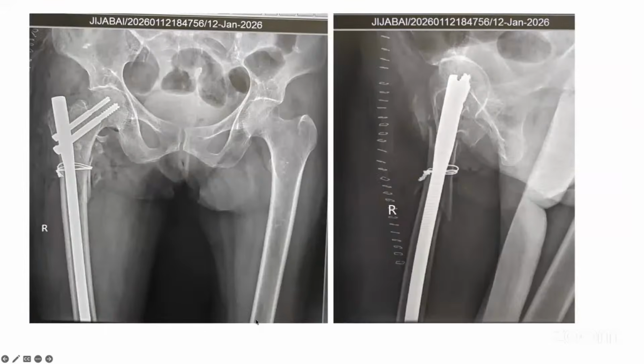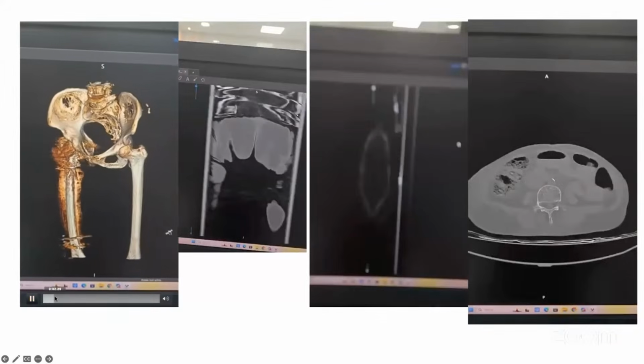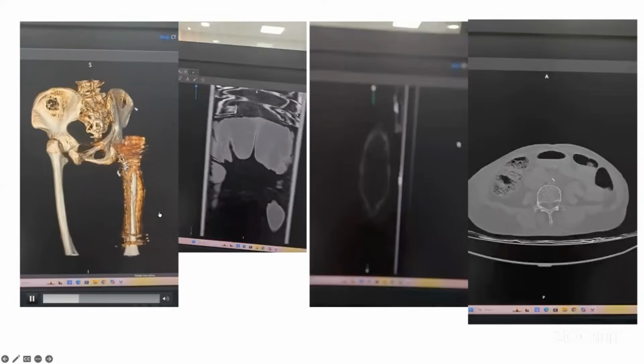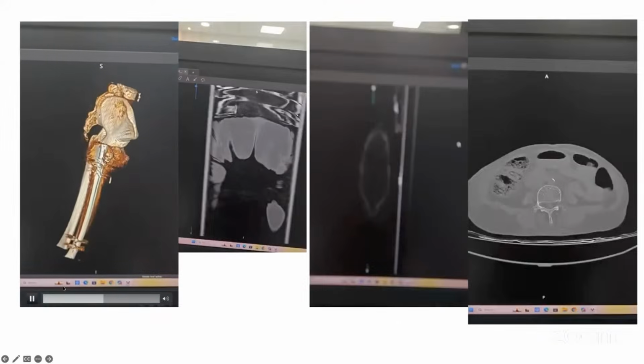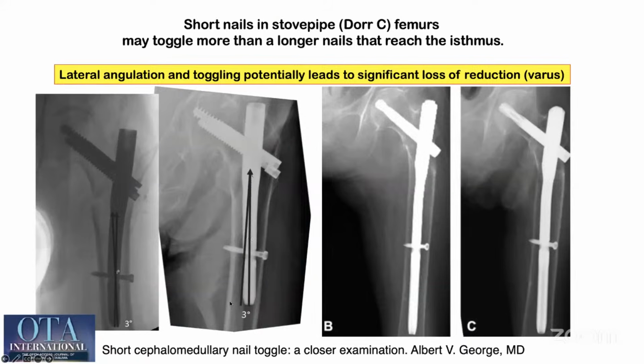This is another patient in whom, even after fixing with the cerclage wire, the greater trochanter was flying off in the air posteriorly. So this is a very important aspect of whatever nailing we are doing. Also, short nails in large canal femurs have a toggling effect. This also leads to a significant loss of reduction and causes varus.